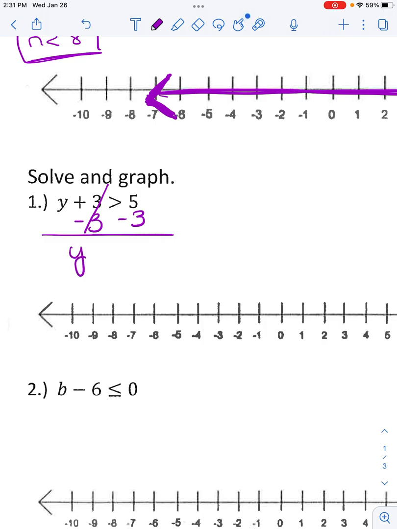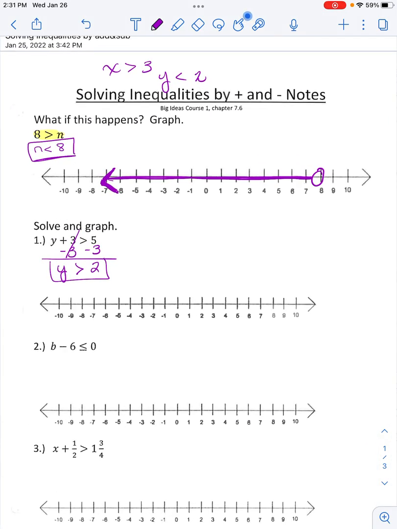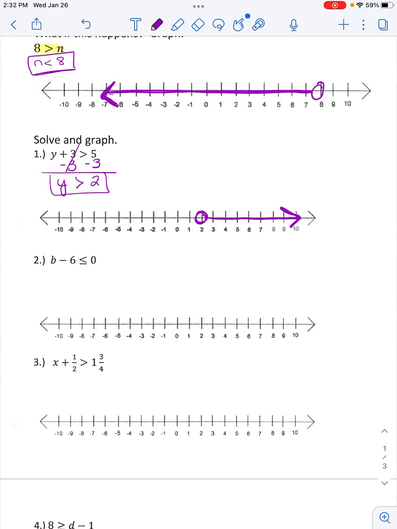3 minus 3 is 0. Leaves you with y is greater than 5 minus 3 is 2. So y is greater than 2, okay? Find 2 on your number line. It's going to be an open circle because we're not including 2 in our answer. Our arrow will point to the right, just like our inequality does in our answer.